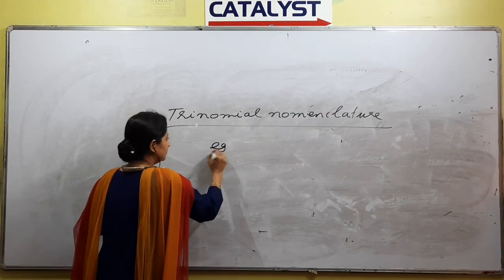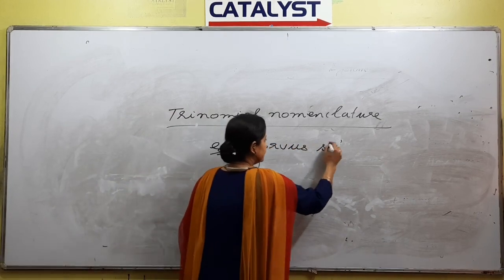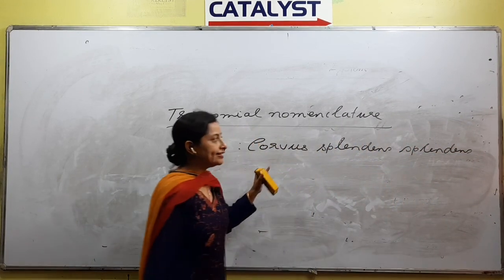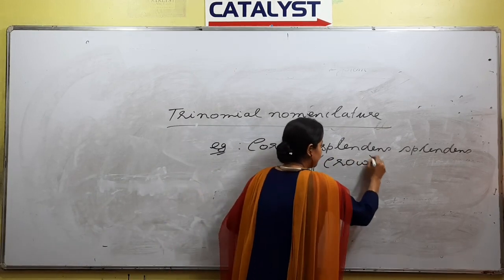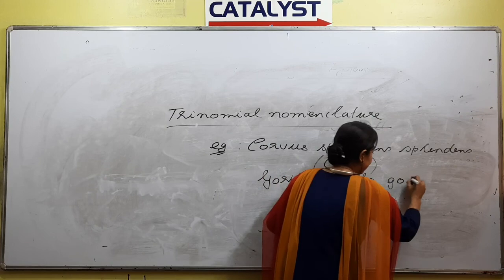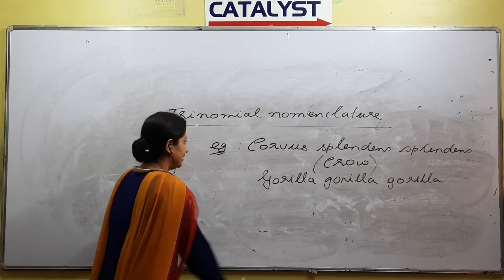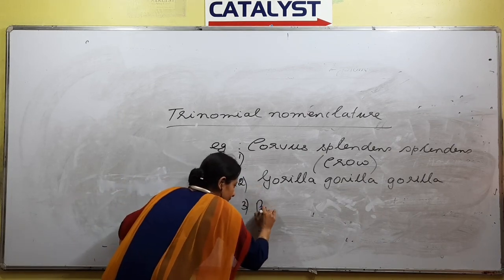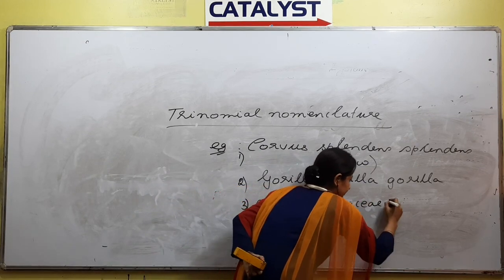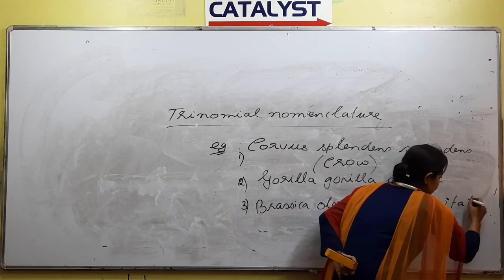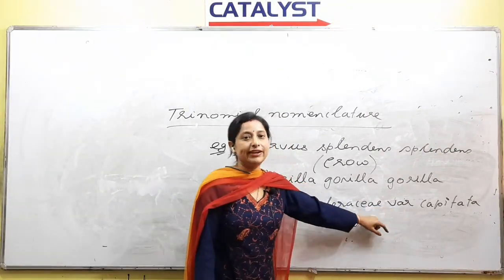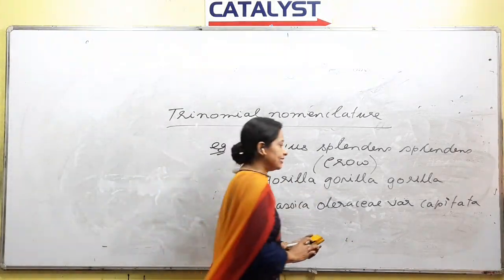Example: Corvus splendens. There are three parts here; Corvus splendens is the scientific name of crow. Similarly we have Gorilla, which also has three parts; it is the scientific name of gorilla. Similarly in case of plants, we can give the example of cabbage. We have Brassica oleracea var. capitata. Var. indicates the variety, right? Brassica oleracea var. capitata is the scientific name of cabbage.